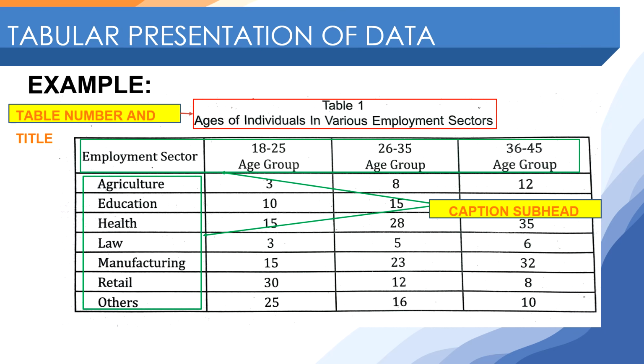So this is an example of tabular presentation. So table and number, we have the title, we have the caption subhead, we have the columns, we have the rows on it, we have the text to complement the table presentation. Okay. So as we move further, we also have the body here. Ito yun siya. Okay.